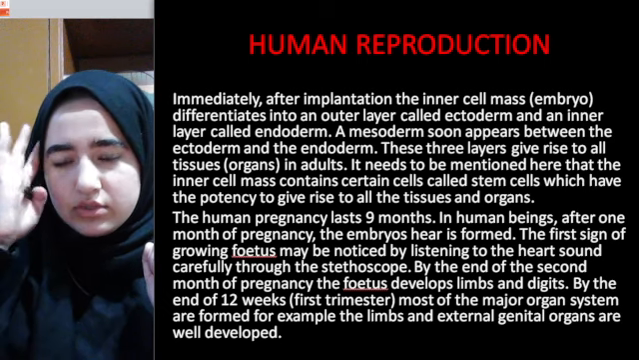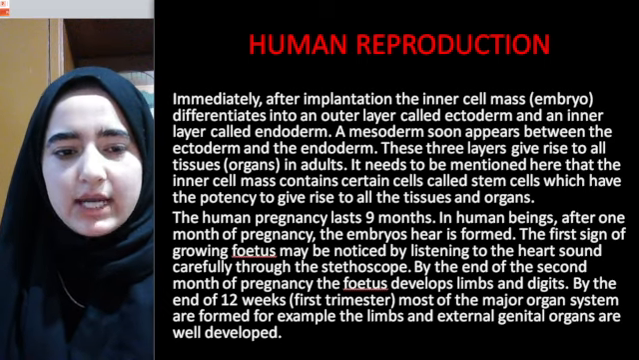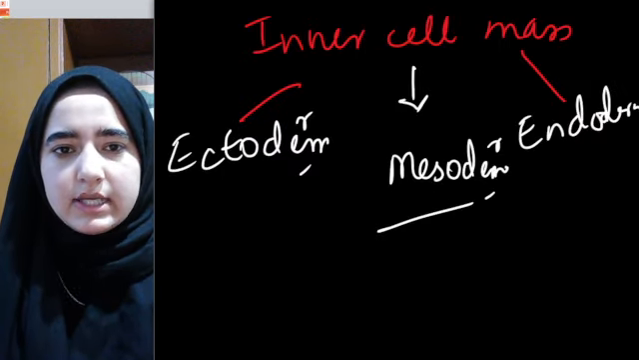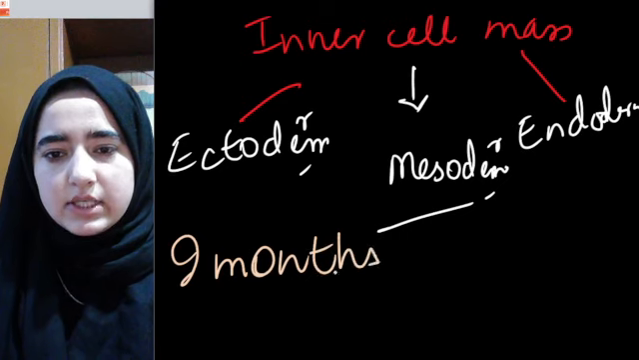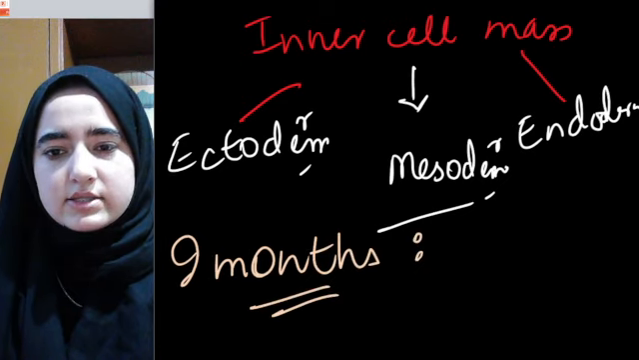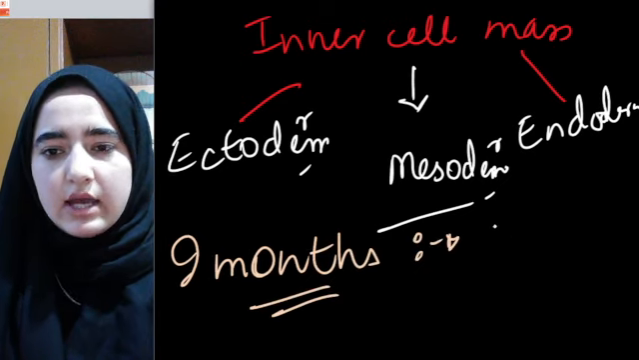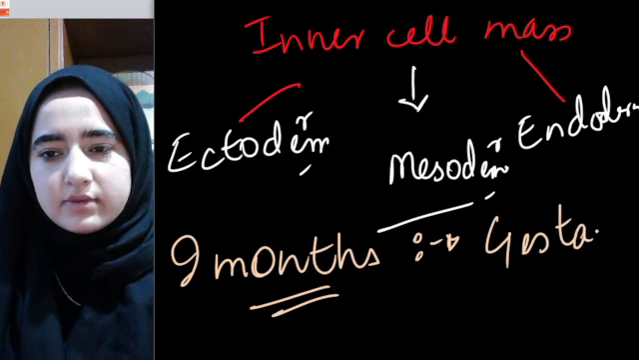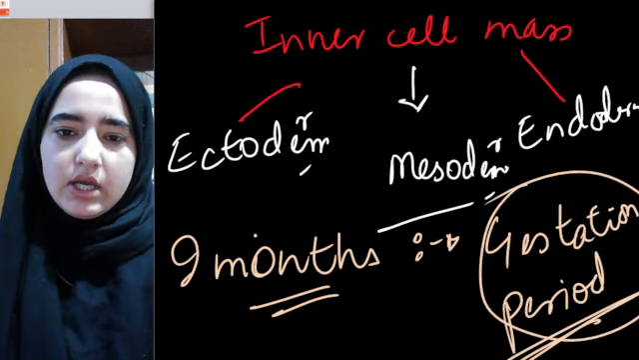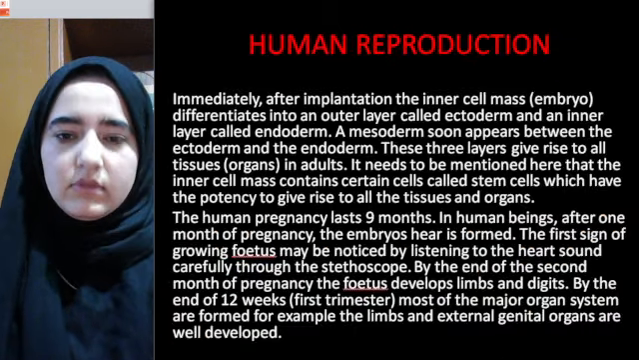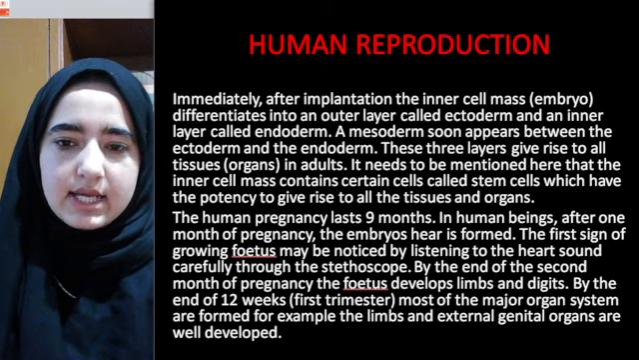Human pregnancy lasts for 9 months, right? And this period during which a female carries the baby inside her is known as the gestation period. Gestation period is the period for which a female carries the baby inside her.